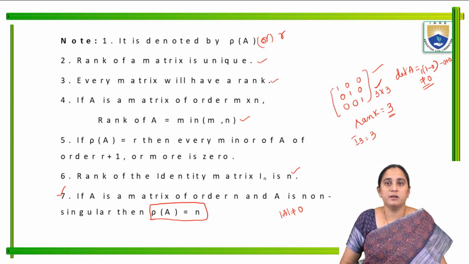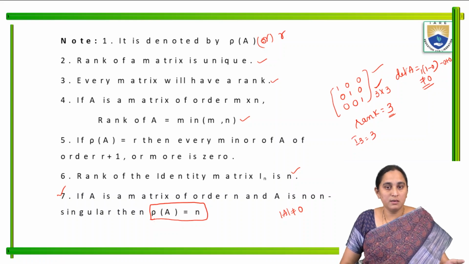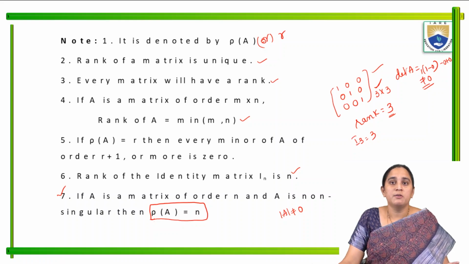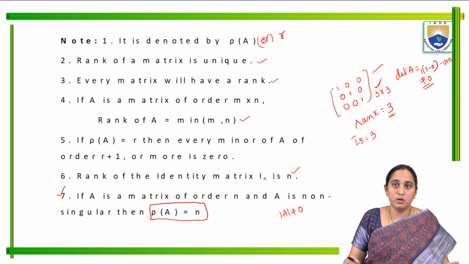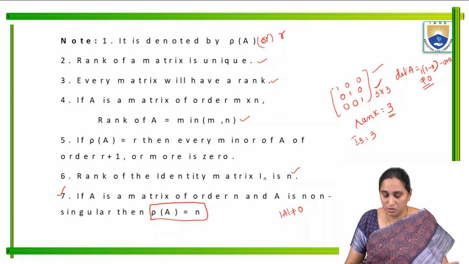Where is this point applicable? Where the given matrix is a rectangular matrix, for that case we have to take the formula for finding the rank of A as minimum of m comma n. Okay, we will discuss one example for finding the rank of a matrix.